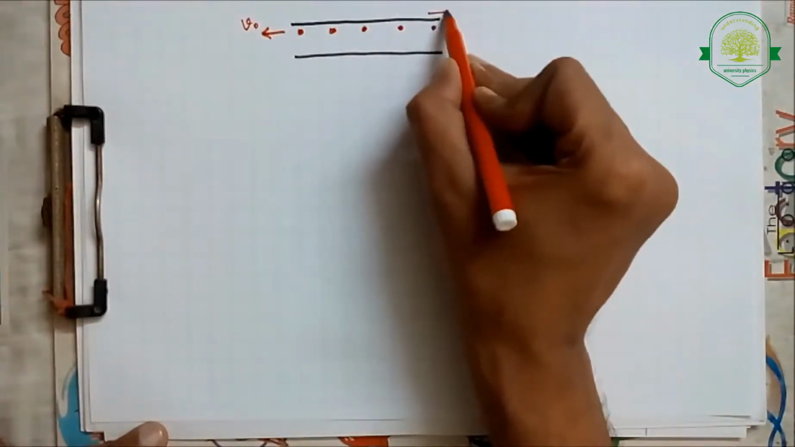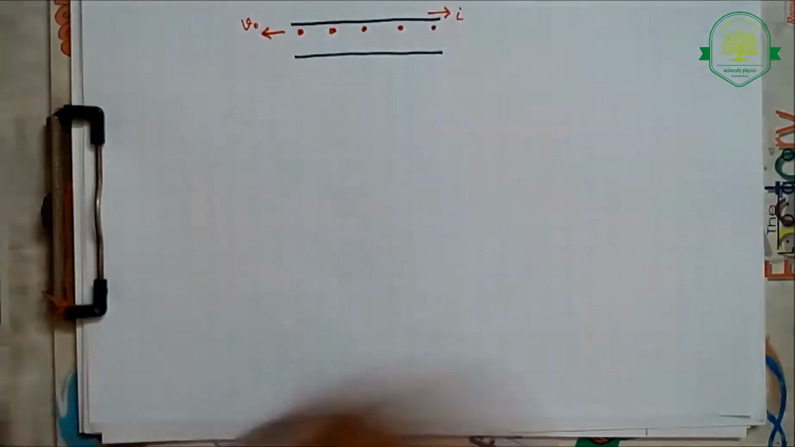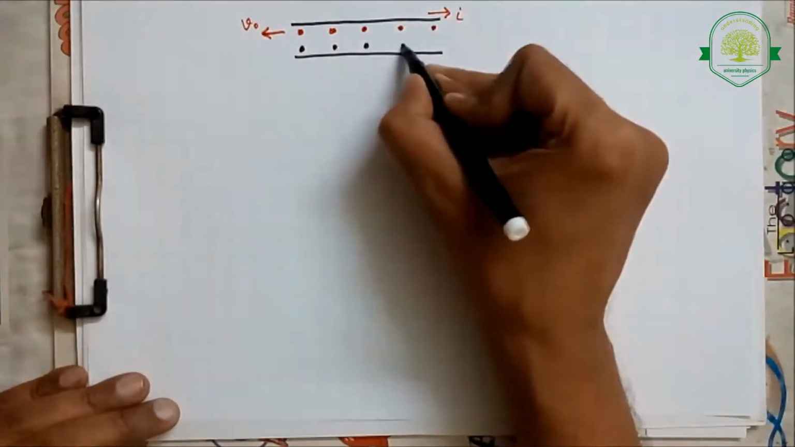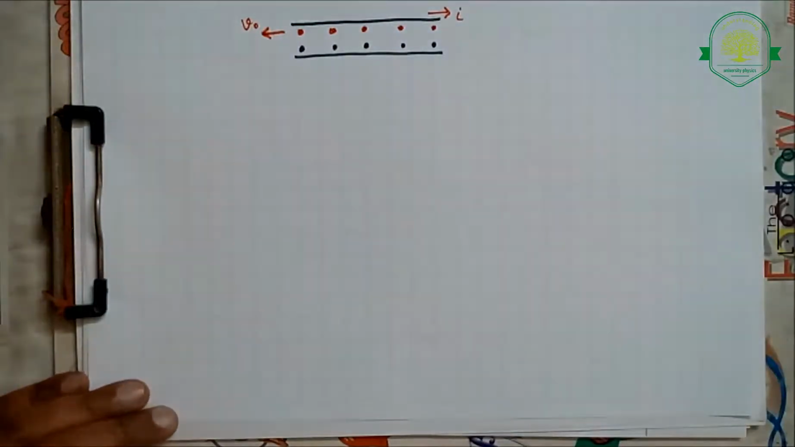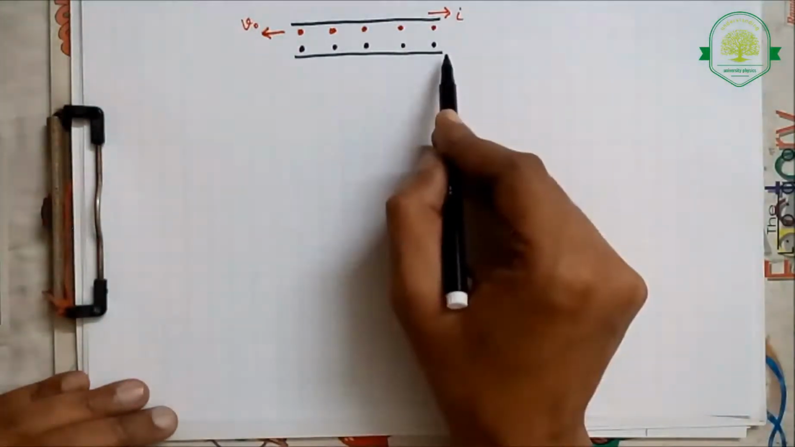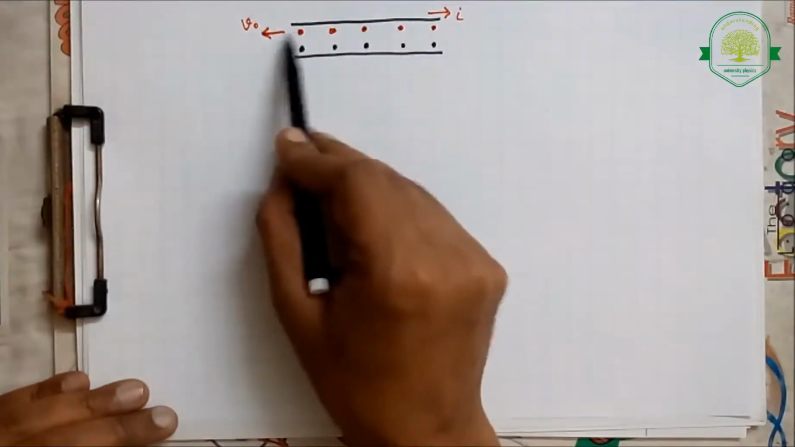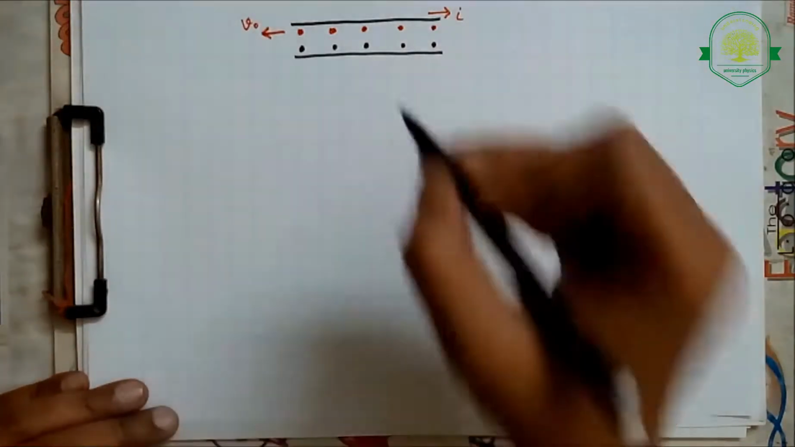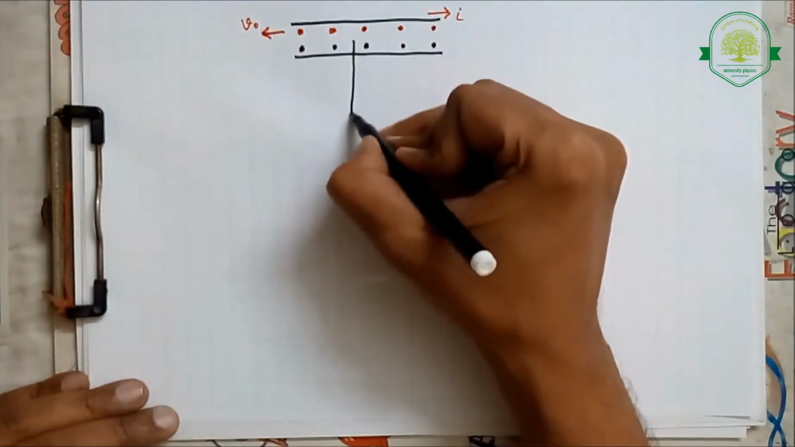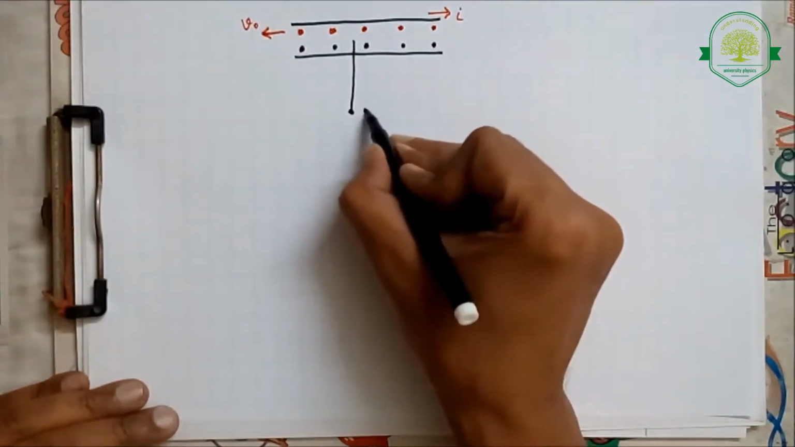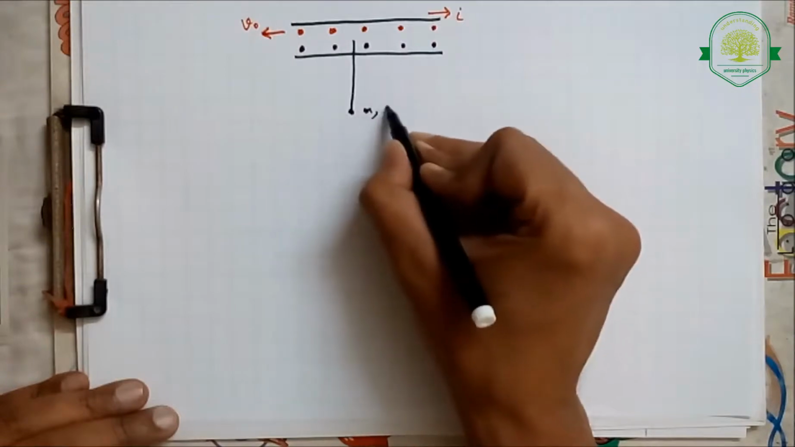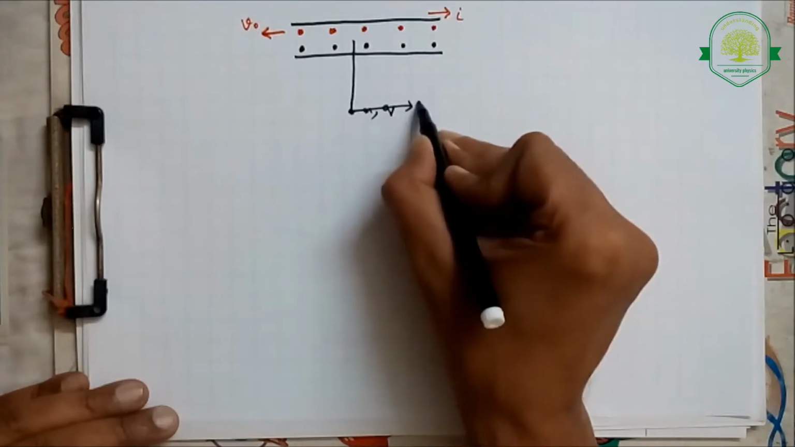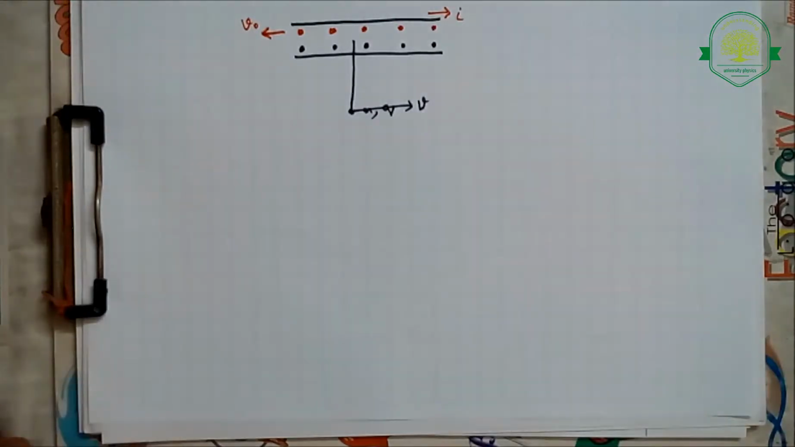Thus there's a current I to the right, and these black dots, they are positive charges, and as viewed from the lab frame they remain at rest. Also the electrons are moving to the left with velocity v0 as viewed from the lab frame, and we want to find the force on another charge or a particle of mass m, charge q, which is moving to the right with a velocity, let us say v, as viewed from the lab frame again.